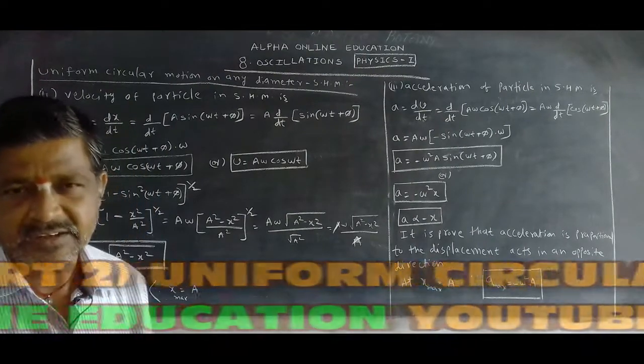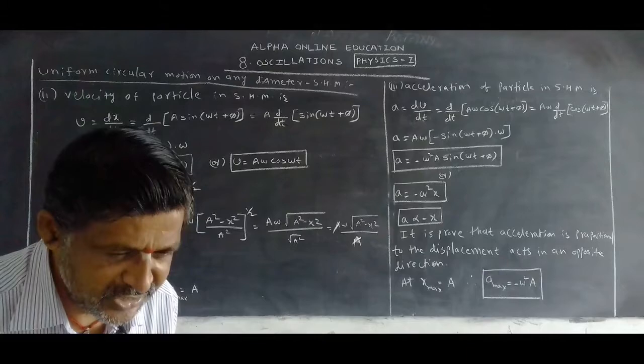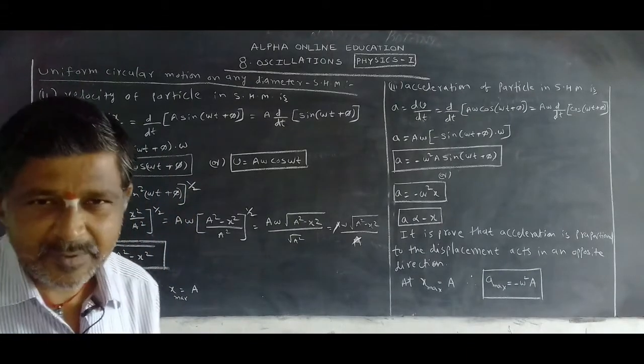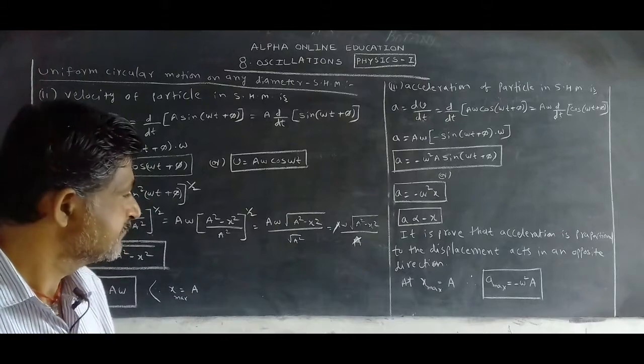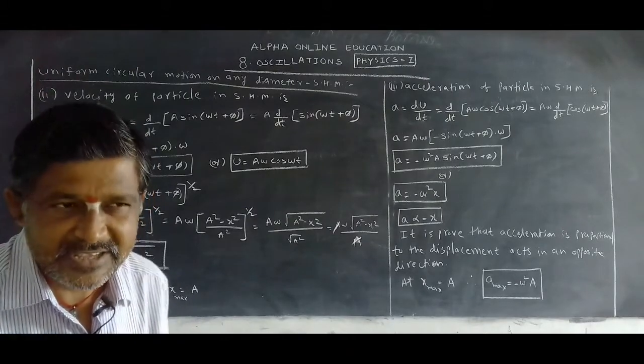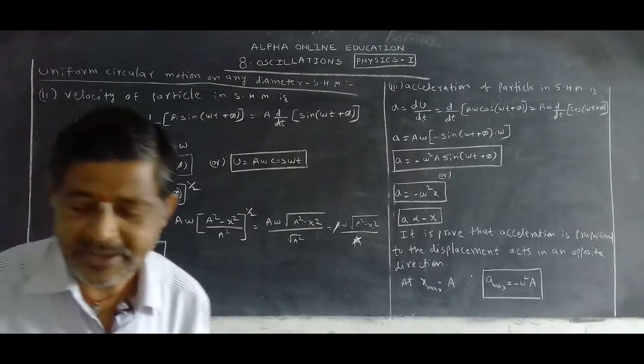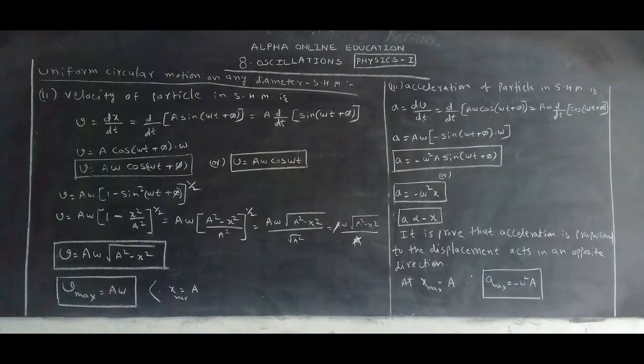It is proved that acceleration is proportional to displacement and acts in the opposite direction, and at maximum displacement, acceleration A maximum is equal to minus omega square A. Okay, this is a very important question in this chapter for 8 marks.